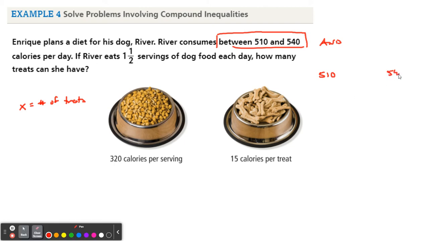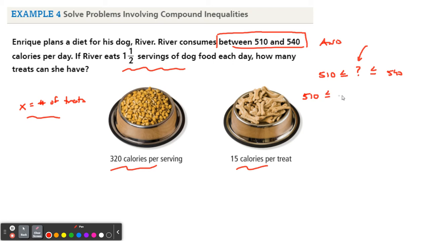540 goes here. And again, what we want is how many calories you're going to have using food and treats in the middle. And this is going to have a less than or equal to, because this could be more than 510. This is going to be a less than or equal to because this could be less than 540, but it's got to fit in the middle. And what goes in the middle here is our food and our treats. So let's see if I have some space here. We'll try. So we're going to squish it right here. So 510 is less than or equal to.